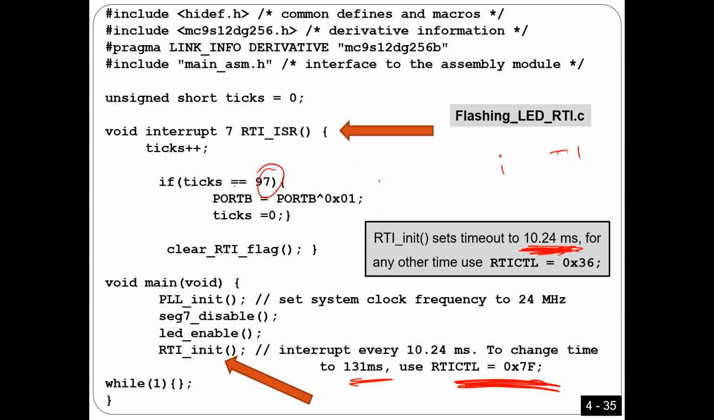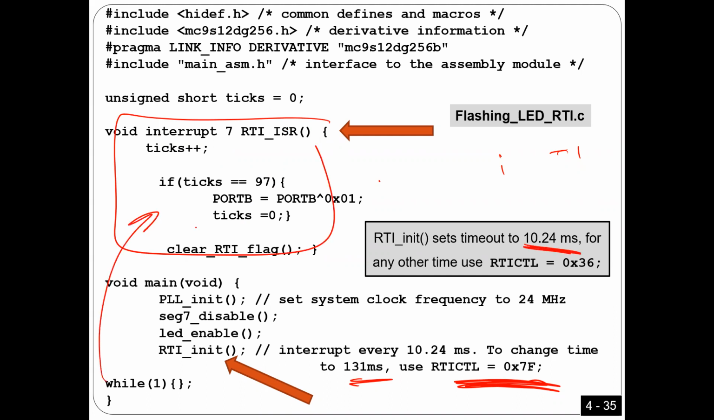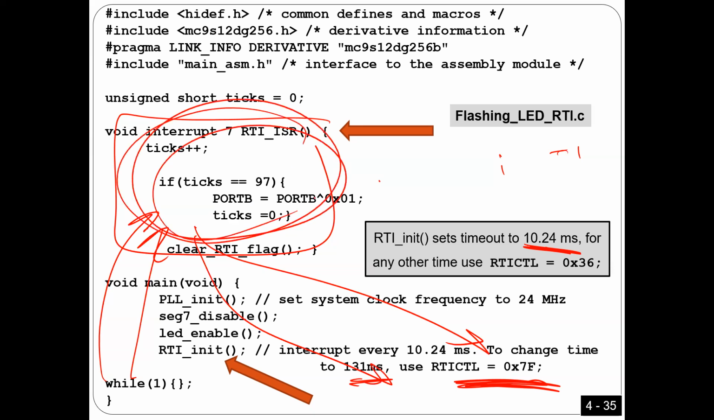So here it has to be 97. Okay, guys. So every 97 interrupts means 1 second. That's it. So every 10 millisecond, the microcontroller is gonna come here fast and leave. Come fast and leave. How much time will this take? Nothing. And that's exactly it.